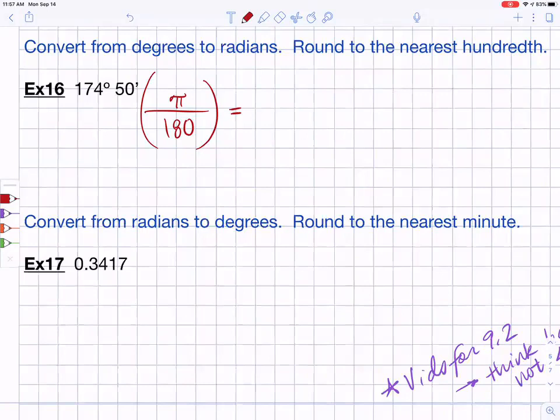Can I see it again? All right, so what do you guys have rounded to the nearest hundredth? 3.05. Okay, and again, that's in radians, but I don't have to put a label for radians.